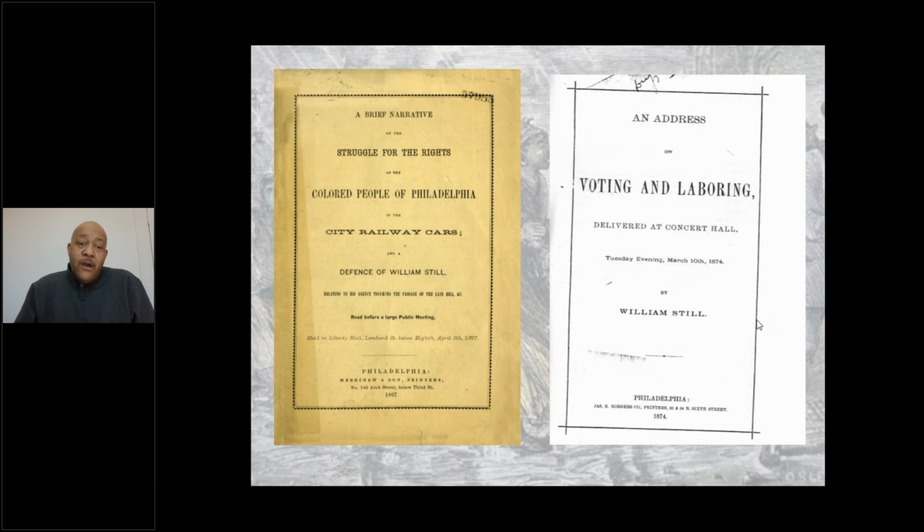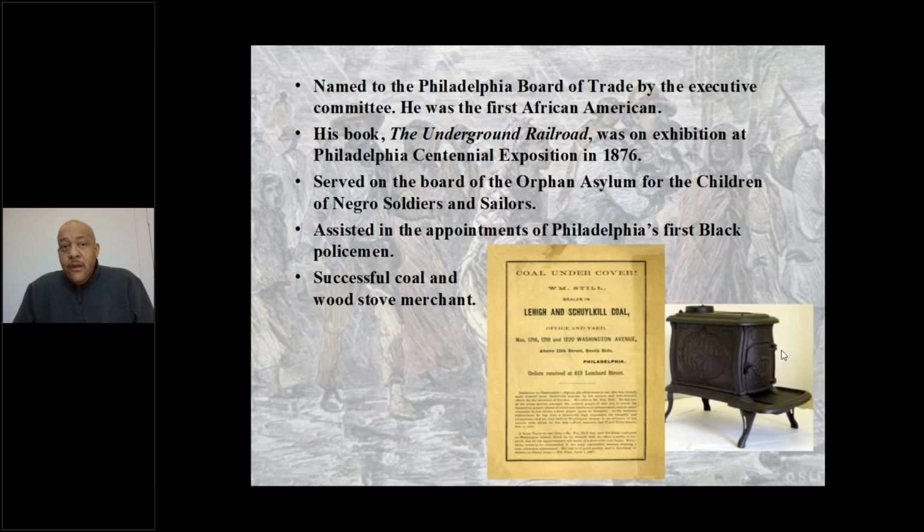These are just some of the things. The voting address that he did, voting and laboring, was written by him. And then he wrote an article on how the colored people of Philadelphia desegregated the city railroad cars. He was named to the Philadelphia Board of Trade by the Executive Committee. He was the first African American to sit on the Board of Trade in Philadelphia.